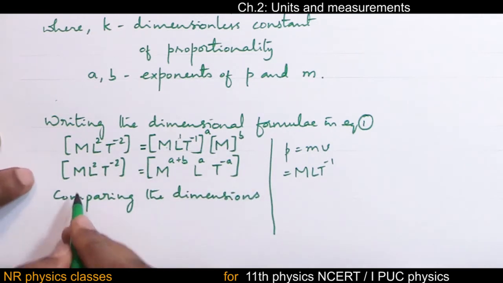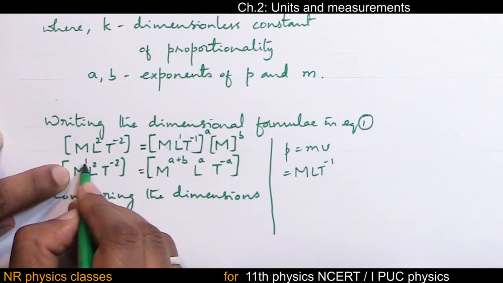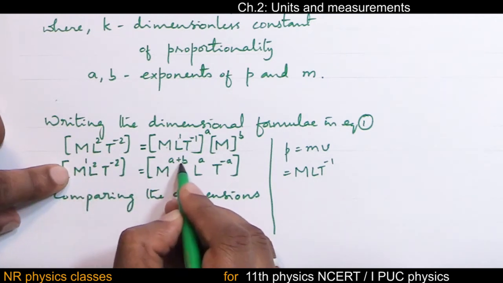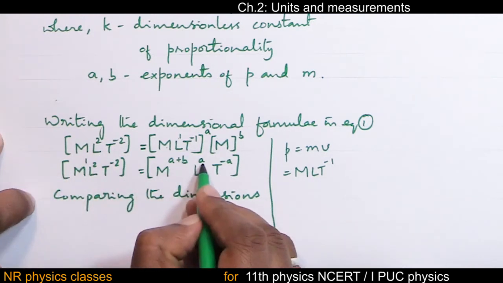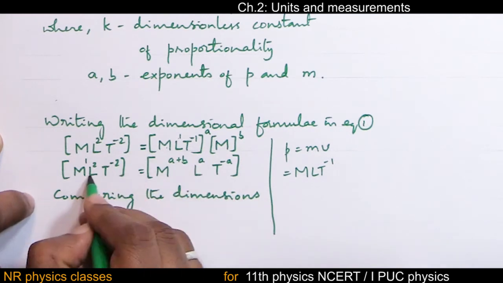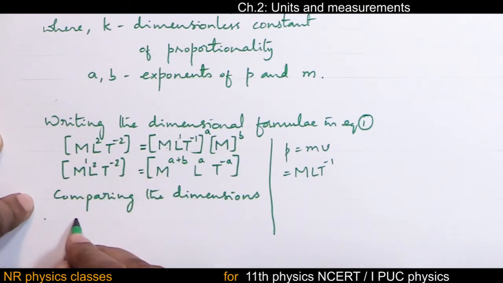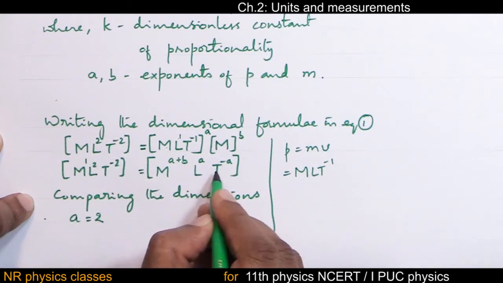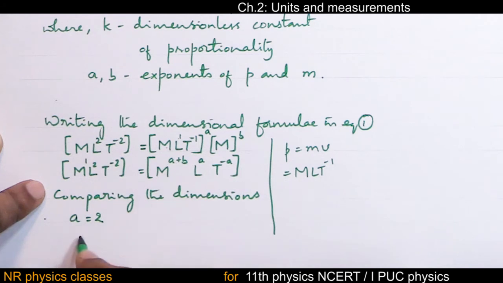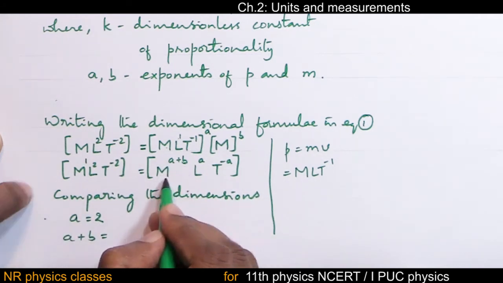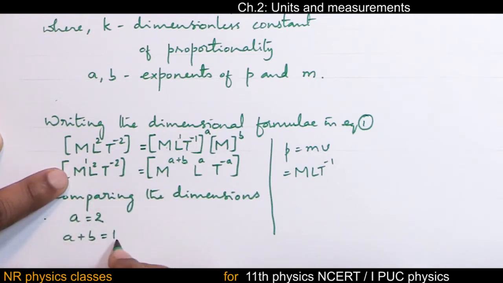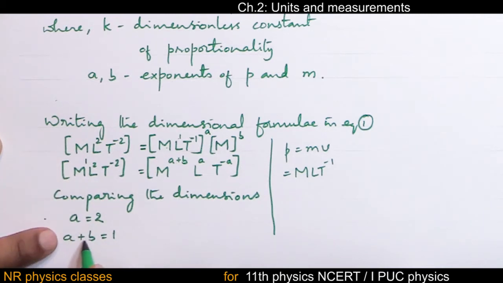Comparing the dimensions, this is M power 1, M power A plus B. Let me consider A. L power A, L power 2 implies A equal to 2. Now A plus B is a power of M, so it is M power 1. Therefore, A plus B is 1.